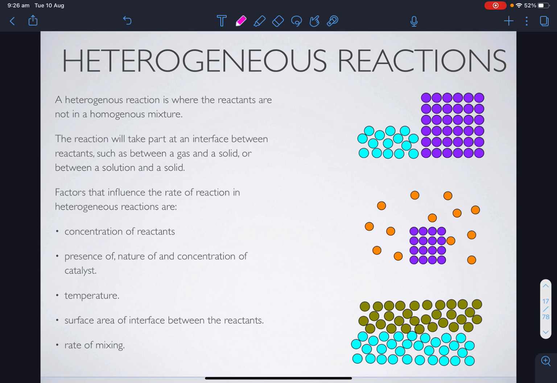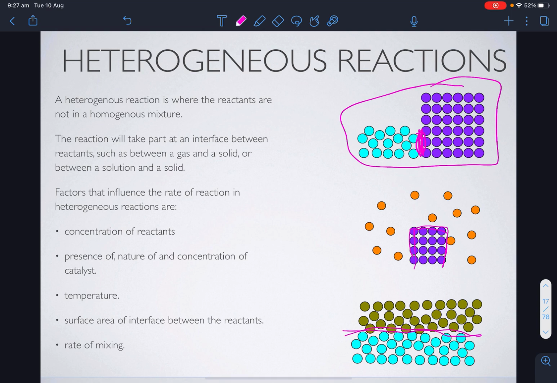It's where the reactants are in different states. So here I've got a liquid meeting a solid, and the reaction can happen here. Here I've got a gas meeting a solid, and the reaction can happen around here. And here I've got a liquid and a liquid, so they don't mix, so immiscible liquids. The reaction here takes place at interfaces, or where they meet, instead of all the way through like in the homogeneous. So here they just happen on certain surface areas.